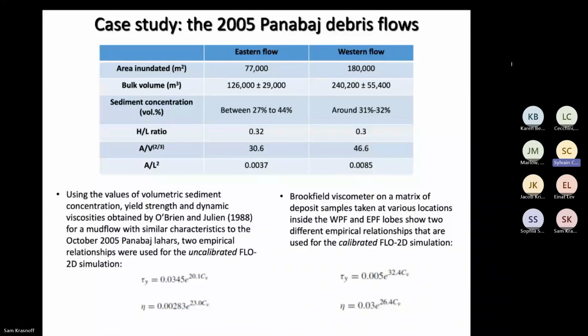The cool thing with Flow2D is that it is actually using a direct relationship between the yield strength and the volume fraction of solid. So you can try to estimate that using a viscometer on some deposit sample that you have. And that's what we did here. We tried to use a calibrated value of the relationship between the yield strength, the viscosity, and the volume fraction of solid, to see how much that impacts our simulations.